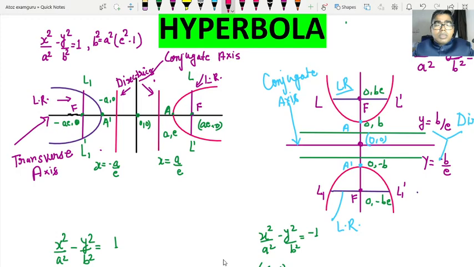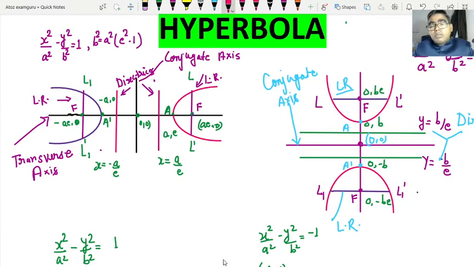So let us see. These are the coordinates, and this is called the directrix, right friends? And the directrix is at a distance of minus a by e from the origin. So the equation of this is x equal to minus a by e, and this is the directrix of this section. So the equation of this is x equal to a by e.